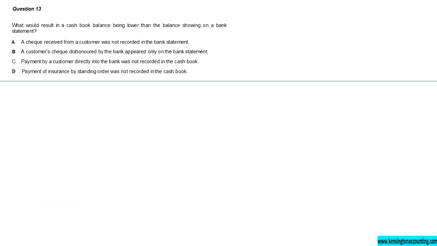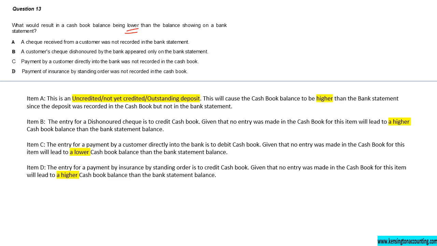Question 13. What would result in a cash book balance being lower? So very important, lower than the balance on the bank statements. So let's look item by item. Item A. A check received from a customer was not recorded in the bank statement.